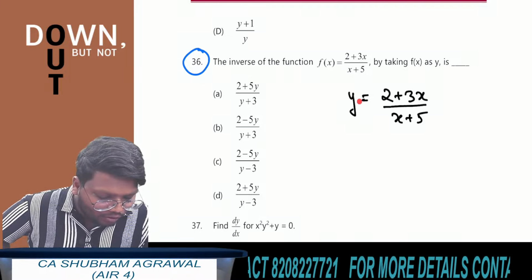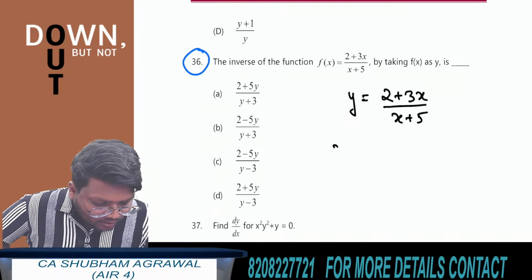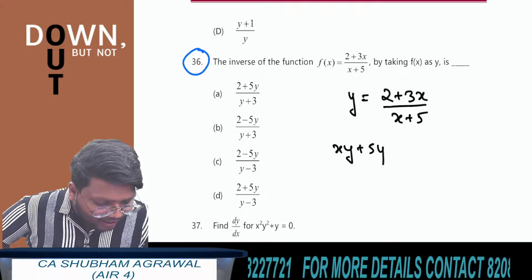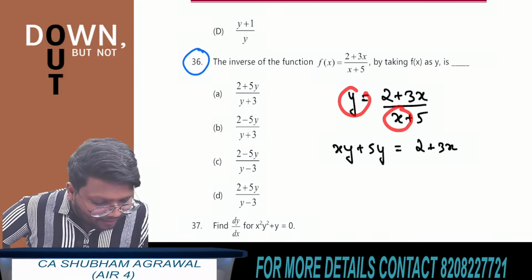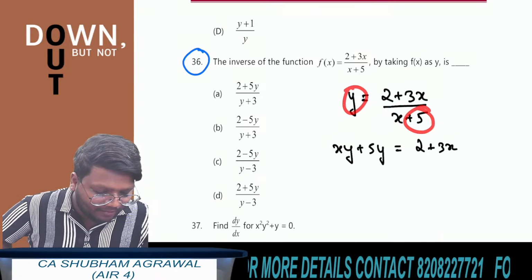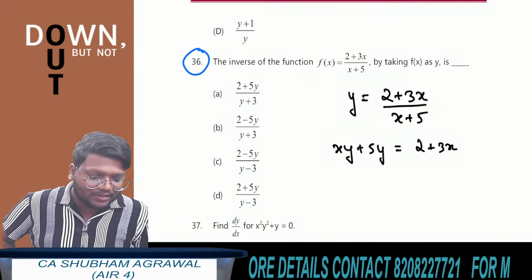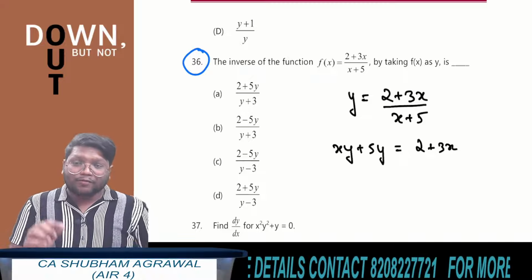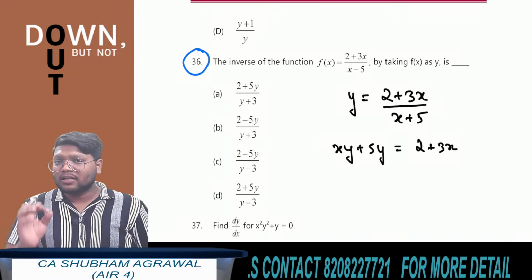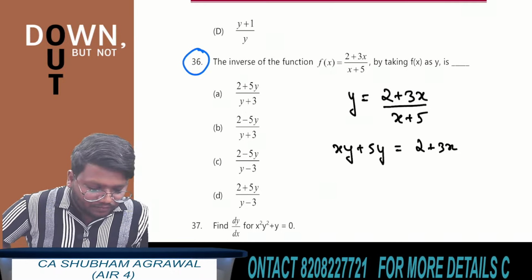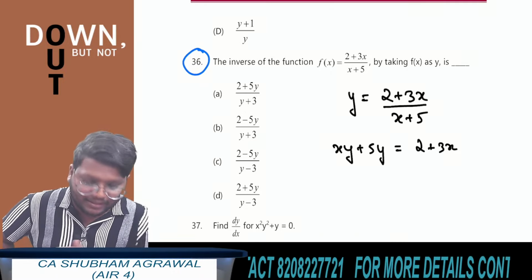So for that, what we have to do now? Cross multiplication. xy plus 5y is equal to 2 plus 3x. Here x multiplied by y is xy, and 5 multiplied by y is 5y. Whenever we have to find the inverse function, your next step should be to find the value of x in terms of y.